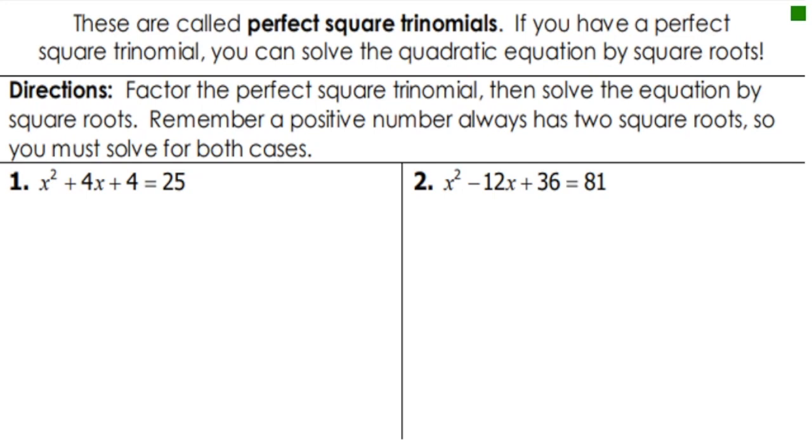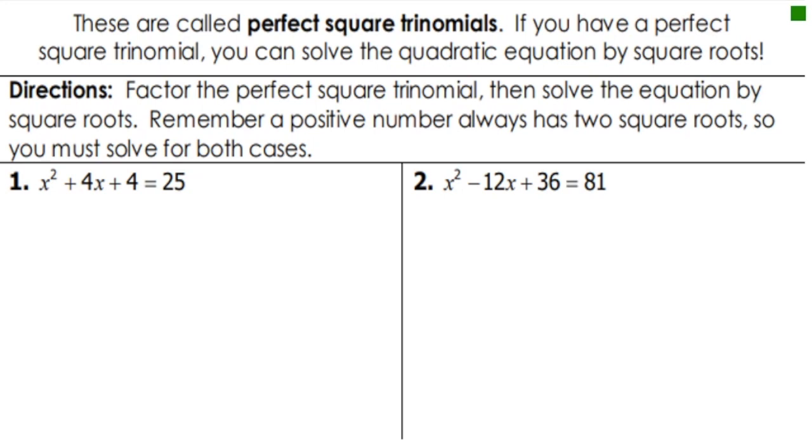Okay, so if we ever have a perfect square, notice how these two are perfect square trinomials. If we ever have perfect square trinomials, we can actually use the square root method. So this is really doing what we learned in the square root methods, but applying it to a perfect square trinomial. Let me show you how this would look. Looking at example number 1.